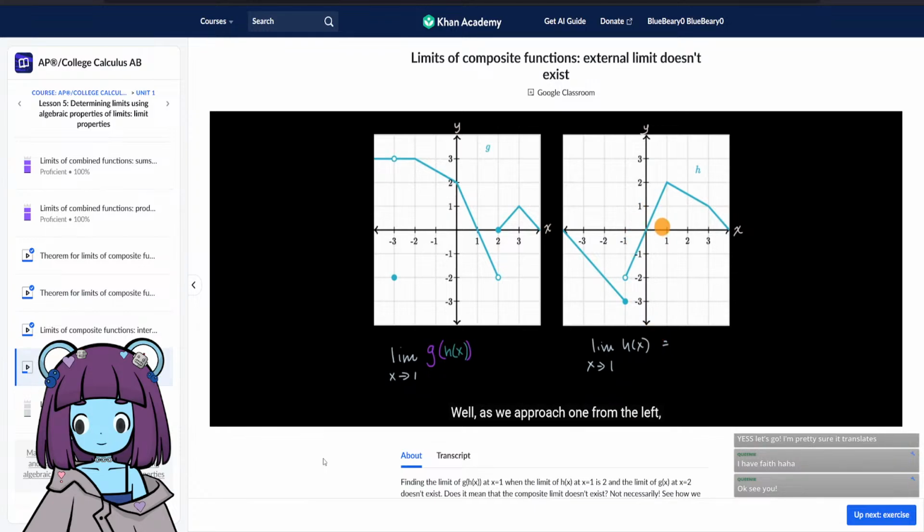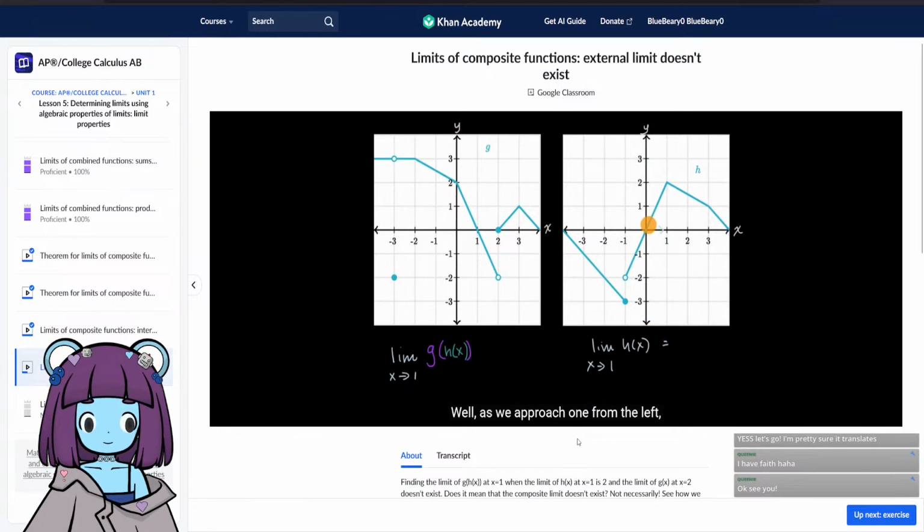Have you learned this before? You learned calculus before? I learned it once, but I'm trying to relearn it. Honestly, I forgot all of this.